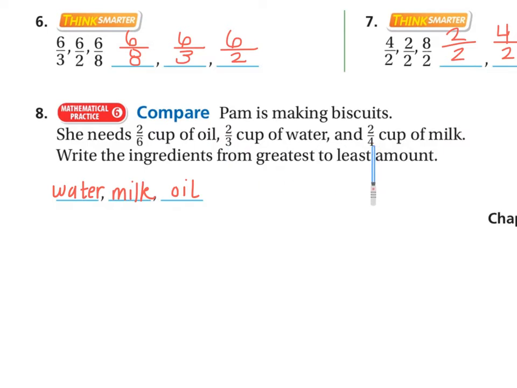Next is 2/4. 2/4 belongs to milk. That's where we got milk right here. Finally, 2/6. That is the smallest amount or the least amount, so that belongs to oil. That's where we got oil right there.